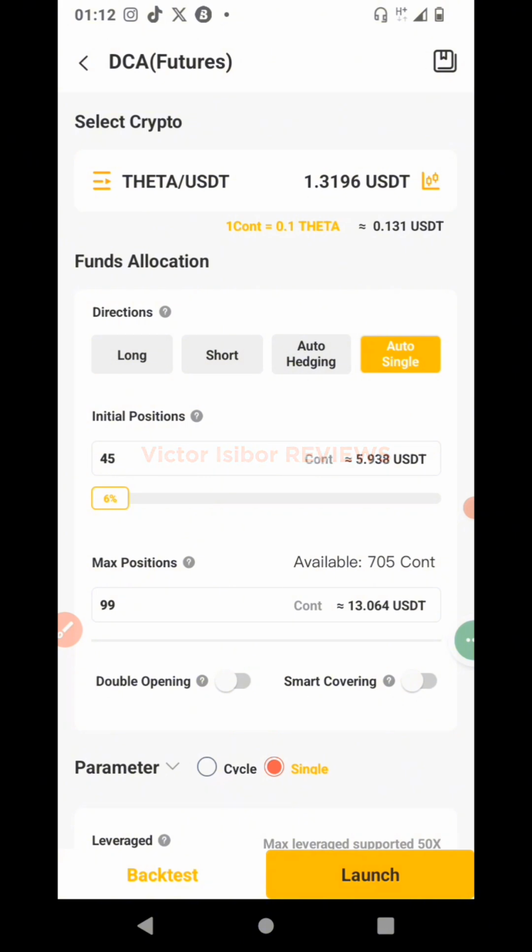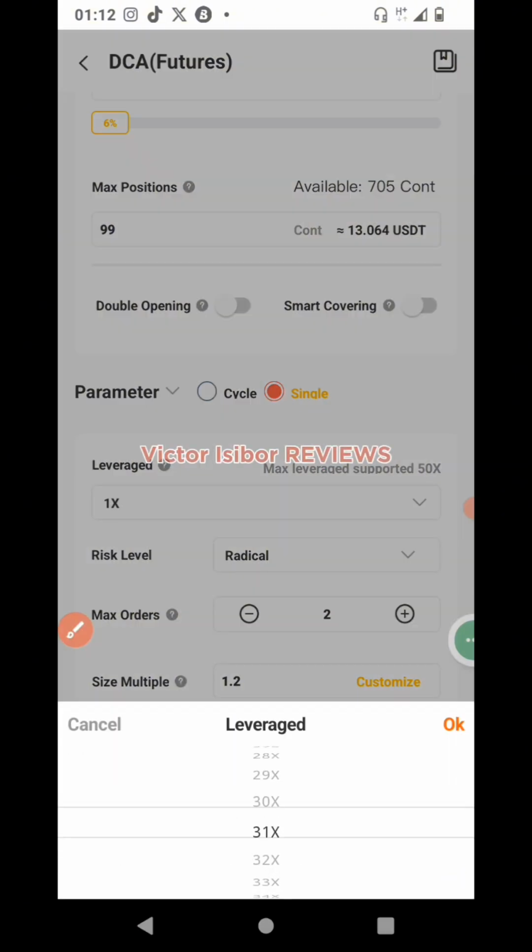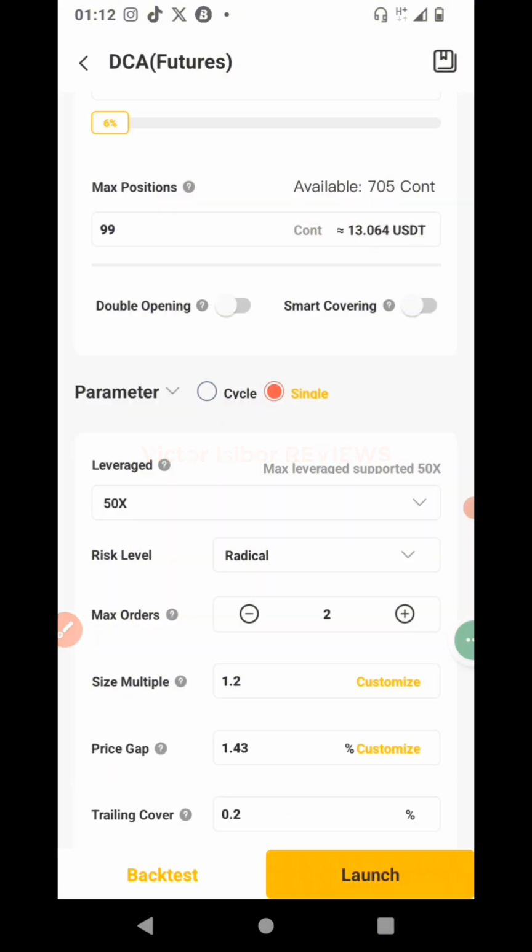Look at my setup. The first thing you do is select leverage. In this particular case, we are going for the highest leverage, and the highest max leverage I'm seeing here is 50x. So we'll go for the highest leverage. I tap on it. I scroll all the way down. I select 50x.